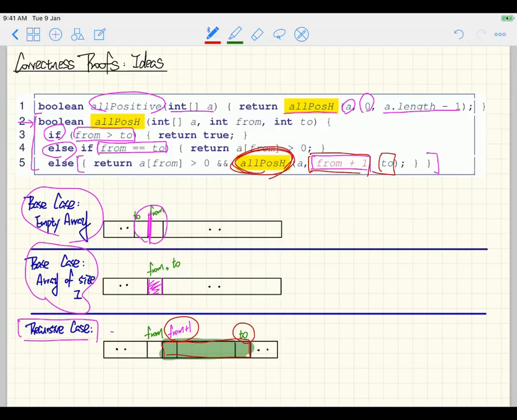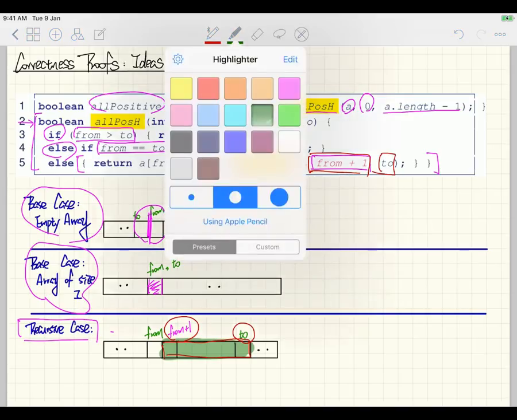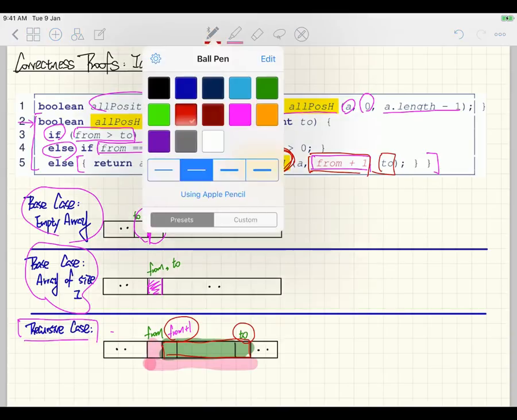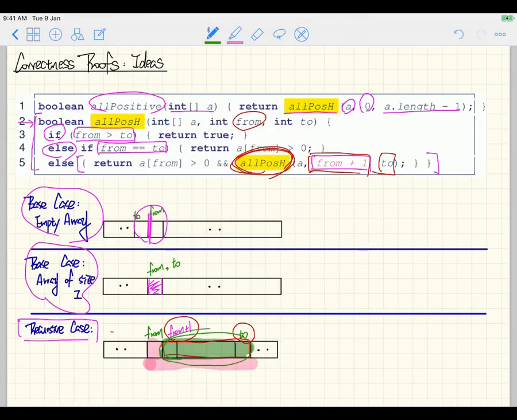Okay? Now, how do I know the original problem? You can think of the original problem I'm trying to solve as basically the pink part. It's an array that is strictly larger, with just one more element over there. So now the idea is, since we make the inductive hypothesis over here, we assume the result returned from the recursion is going to be correct. It tells us whether or not all the elements in the green part are actually positive.